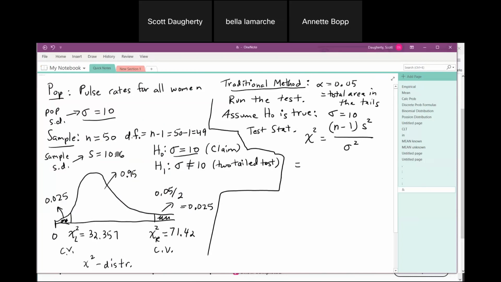So, the sample size is 50, so you just say 50 minus 1, which is 49, 49 degrees of freedom, times S squared. So here's our S, 10.6 squared. Divided by sigma squared, and we're assuming sigma is 10 when we run the hypothesis test.